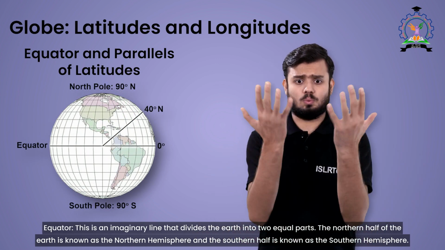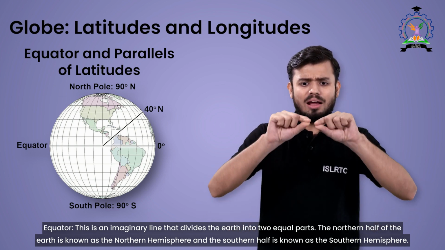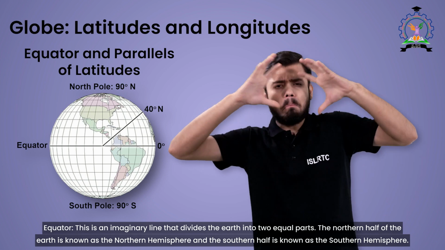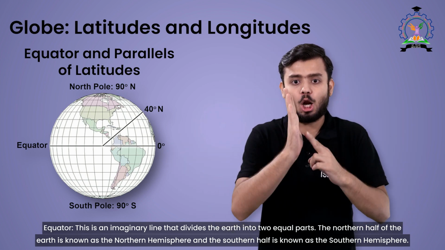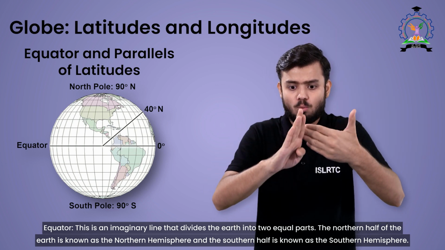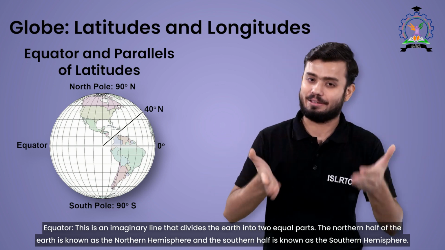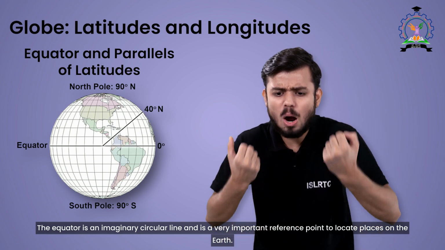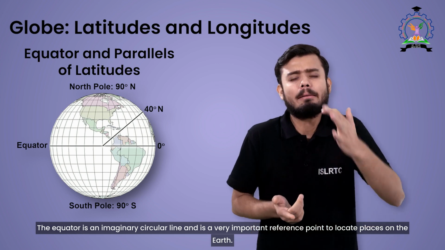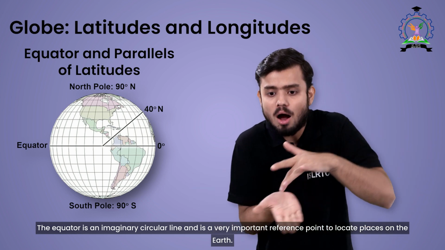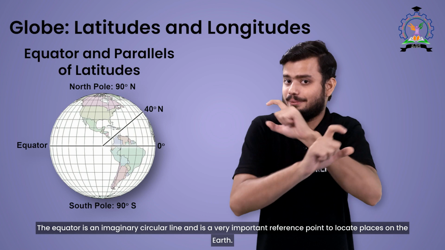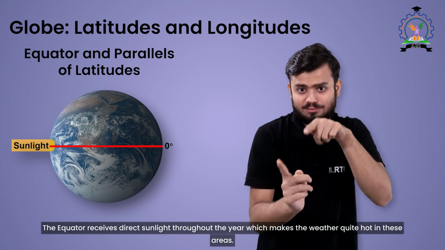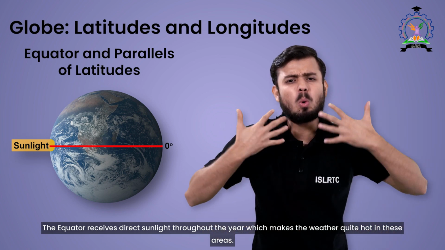Equator. This is an imaginary line that divides the Earth into two equal parts. The northern half of the Earth is known as the Northern Hemisphere and the southern half is known as the Southern Hemisphere. The equator is an imaginary circular line and is a very important reference point to locate places on the Earth. The equator receives direct sunlight throughout the year, which makes the weather quite hot in these areas.